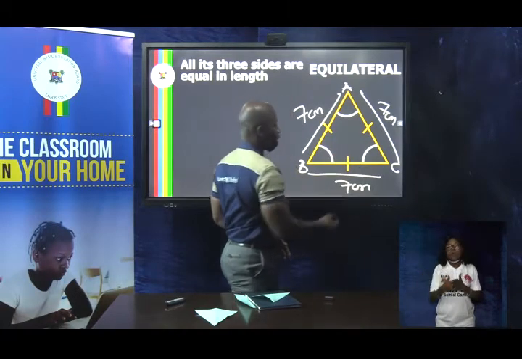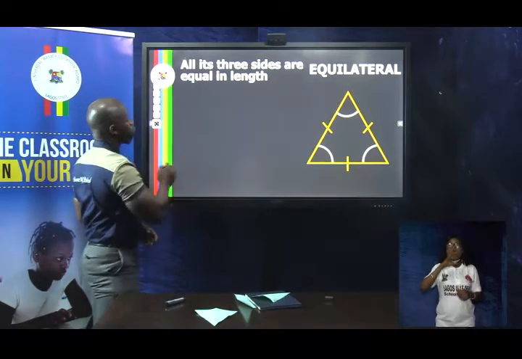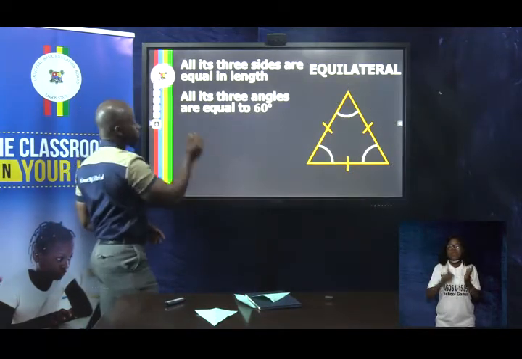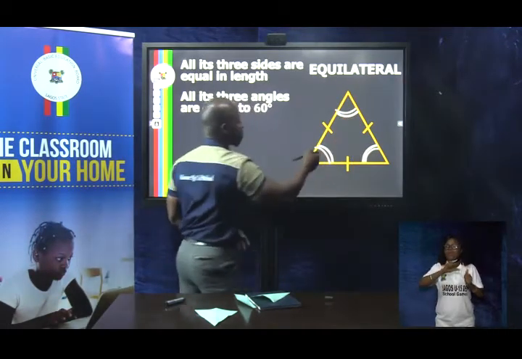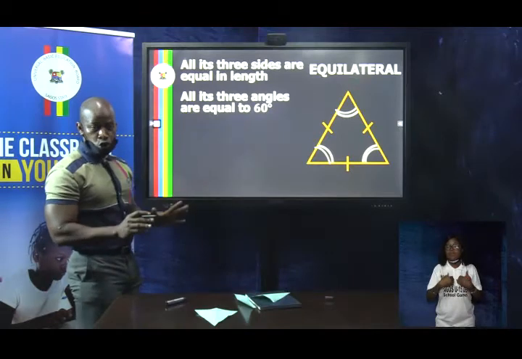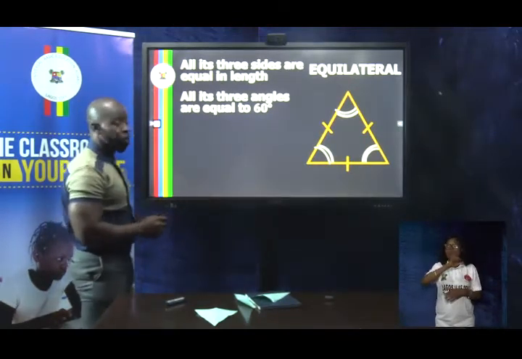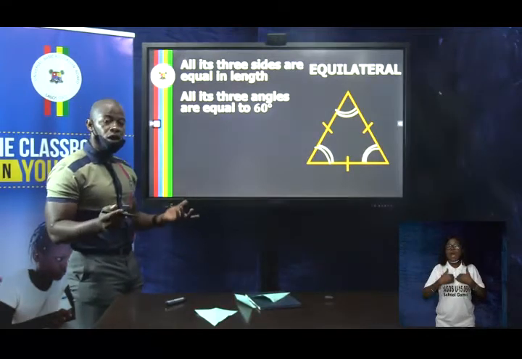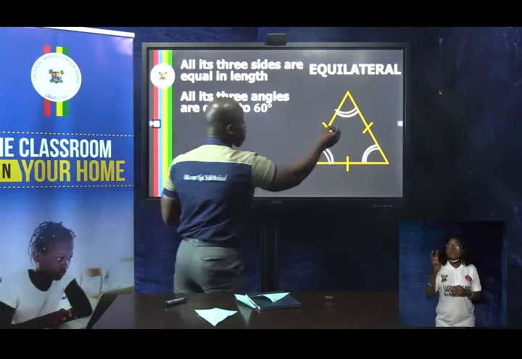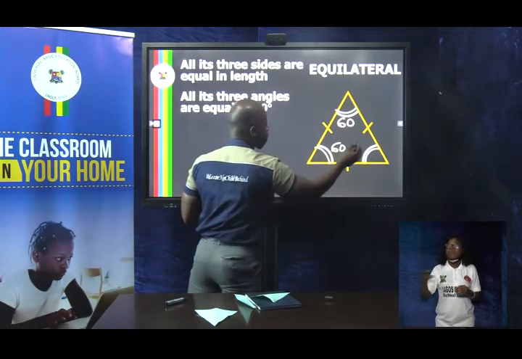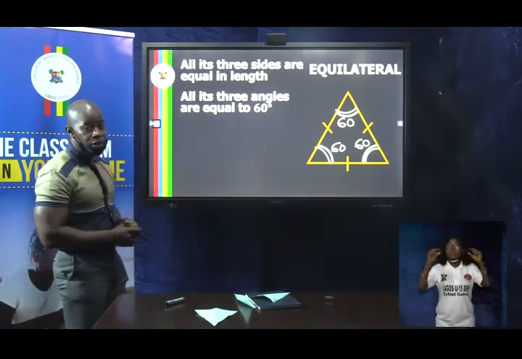And because all the sides are equal, all the angles are also equal. That is, this angle is the same thing as this angle, this is the same thing as this angle. So if I give it single marking, it has to be single marking all through. And if I give it double markings, it has to be double markings all through, because they are equal. And because all the angles in a triangle must add up to 180 degrees, if I divide it into 3 equal parts, I'll get 60 here, 60 here, and 60 here. So all the angles are equal and they are 60 degrees each.